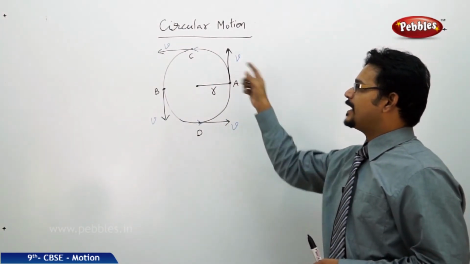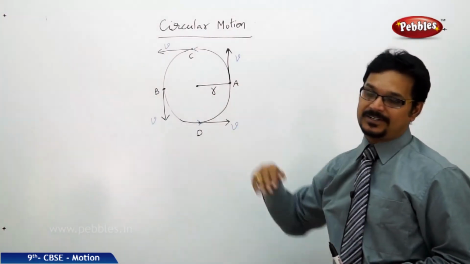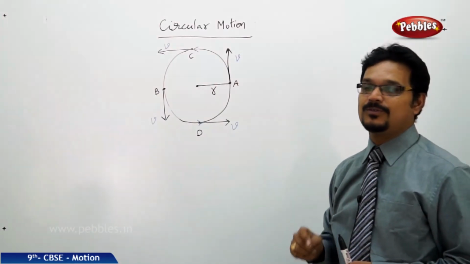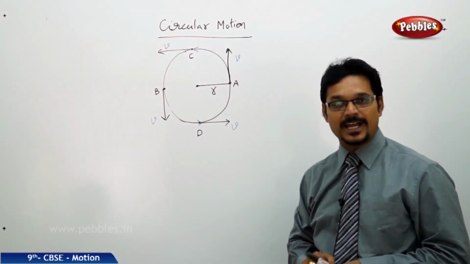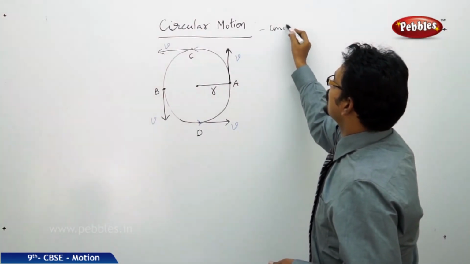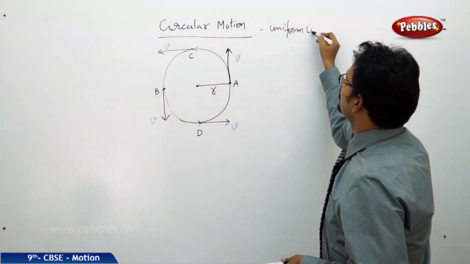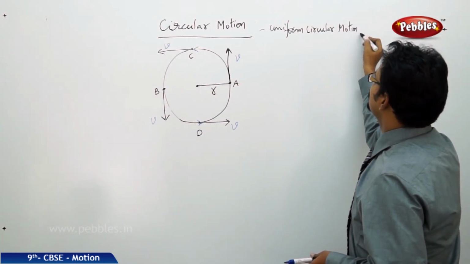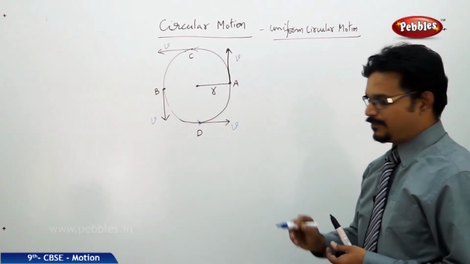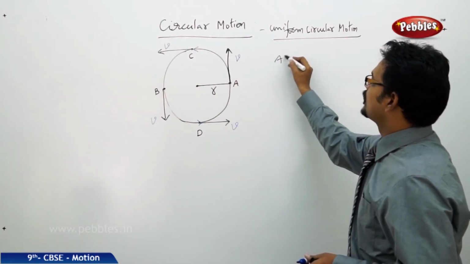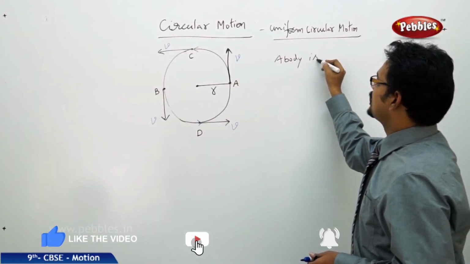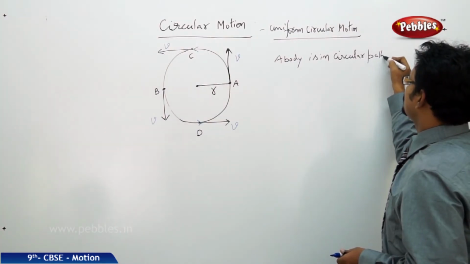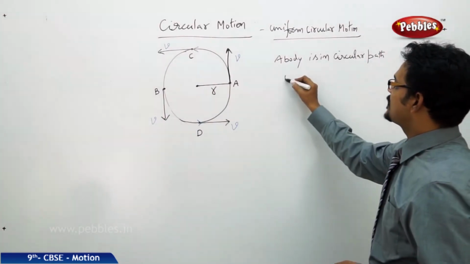So at each and every point the velocity is changing its direction, but it is constant in magnitude. So according to physics, circular motion is actually uniform circular motion. So we need to say uniform circular motion because the definition says a body in a circular path with constant speed.